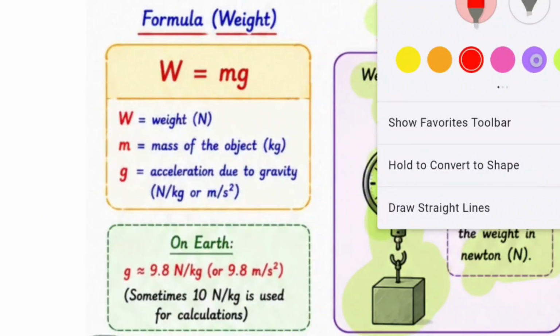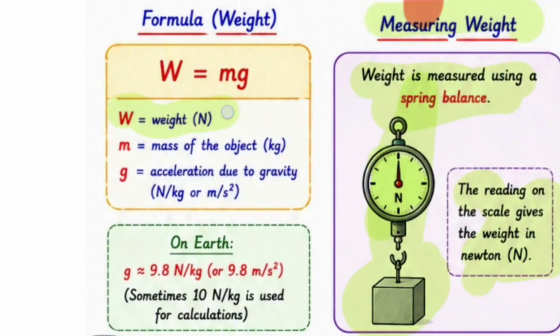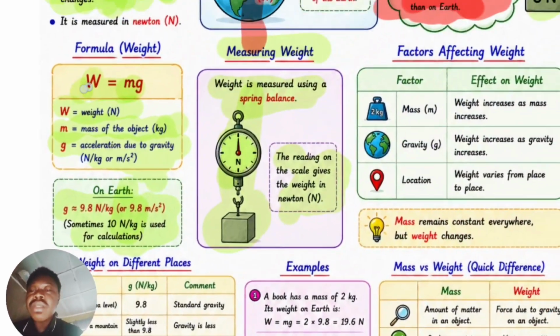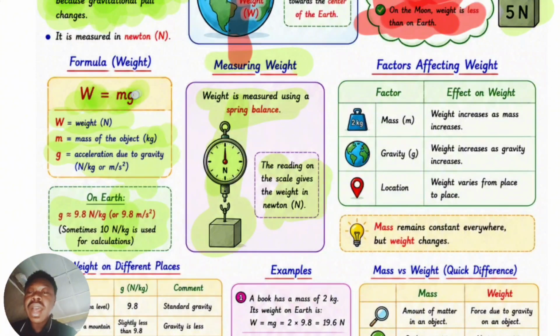So weight is W, mass is m in kilograms, and g is acceleration due to gravity, which is 10 or 9.8 meters per second squared on the earth. That is the value of the constant. Sometimes it is approximated to be 10 Newton per kilogram for calculations. Take note of this. If you're asked to find mass, you can divide weight by acceleration due to gravity to obtain mass.